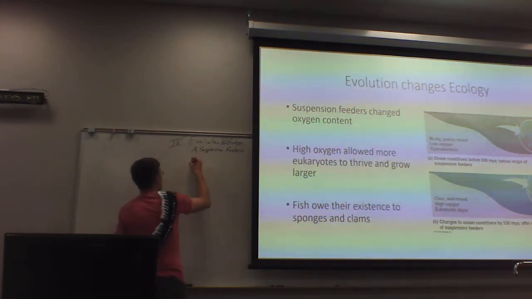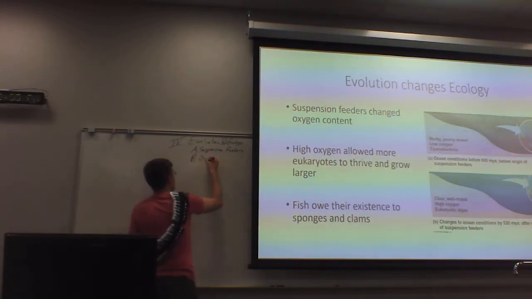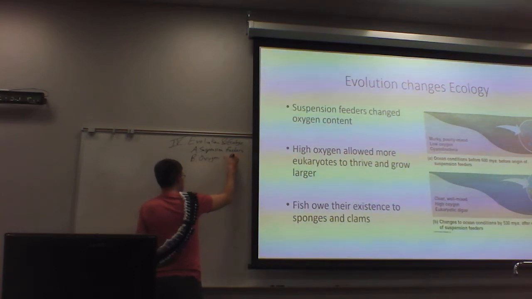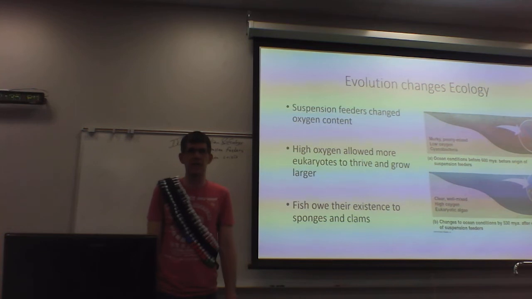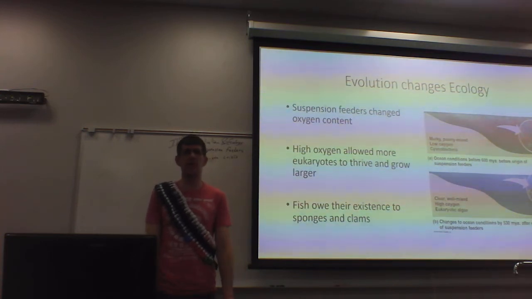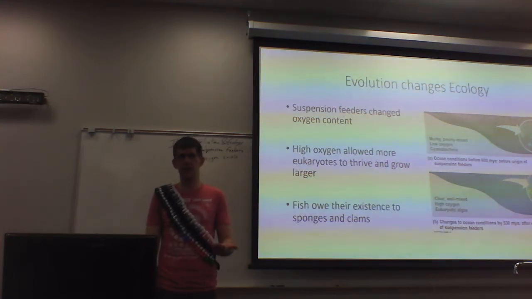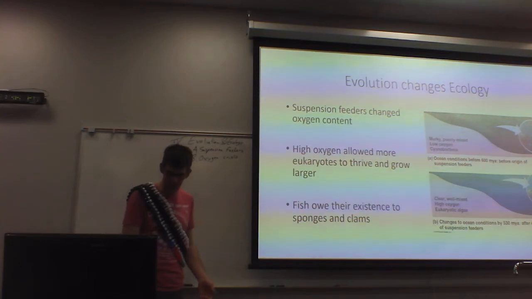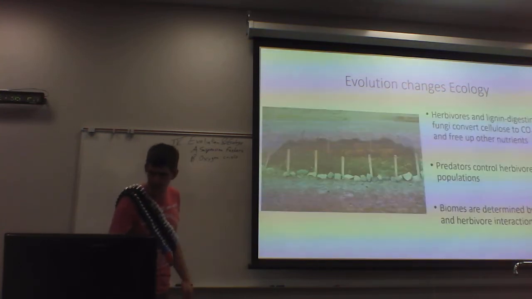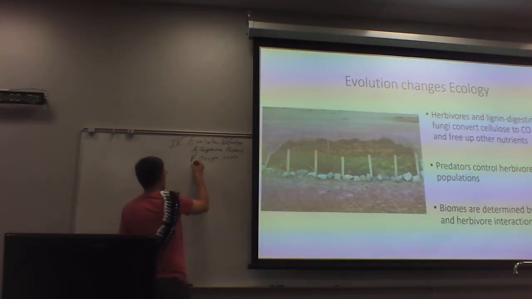You may remember from earlier the oxygen crisis. That eukaryotes couldn't have colonized land. In fact, eukaryotes probably couldn't have existed had it not been for cyanobacteria changing the amount of oxygen present on Earth. So the oxygen crisis was an evolution of photosynthesis changing the ecology of, well, Earth, even the geology to an extent. We also have, advanced slide, evolution changes the ecology here, herbivores.